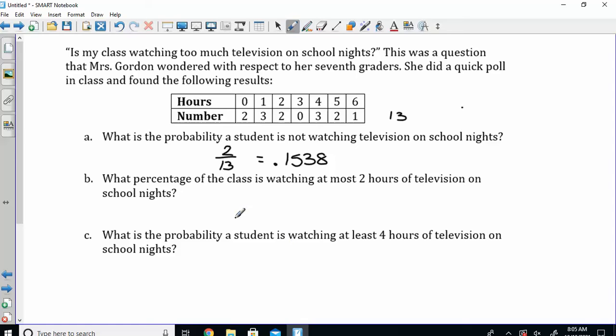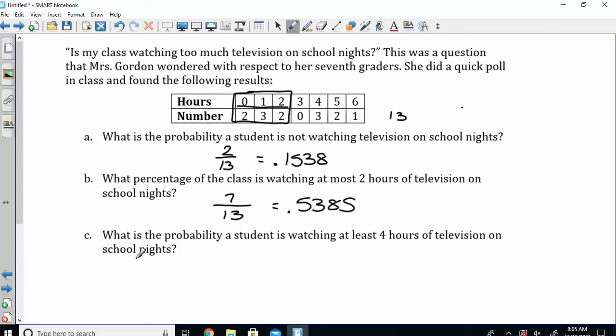Part B. What percentage of the class is watching at most 2 hours of television? So we still just have 13 students. At most 2 means it could be 0, 1, or 2 hours of television. So how many students does that apply to? 7 out of 13, so you get 0.5385.